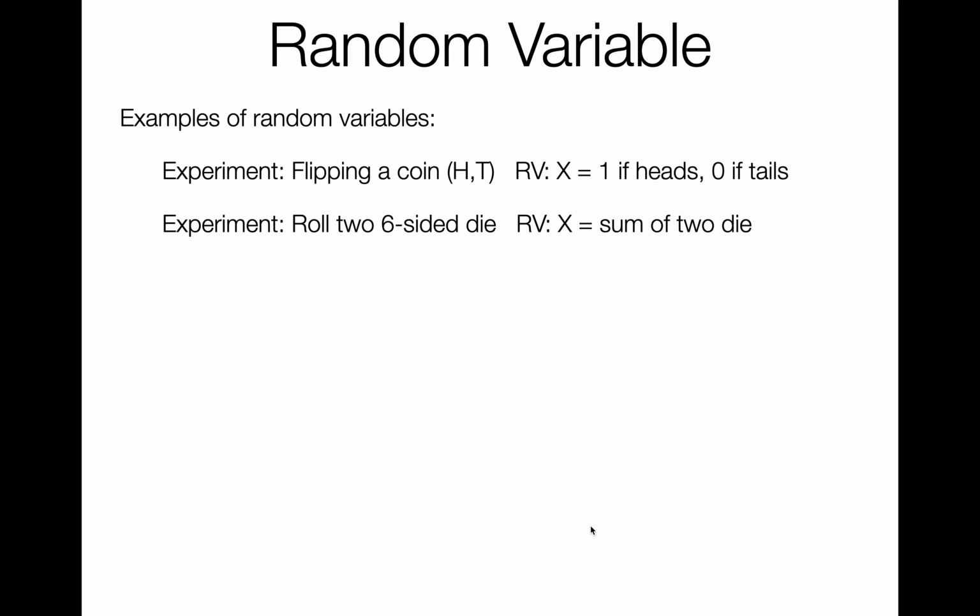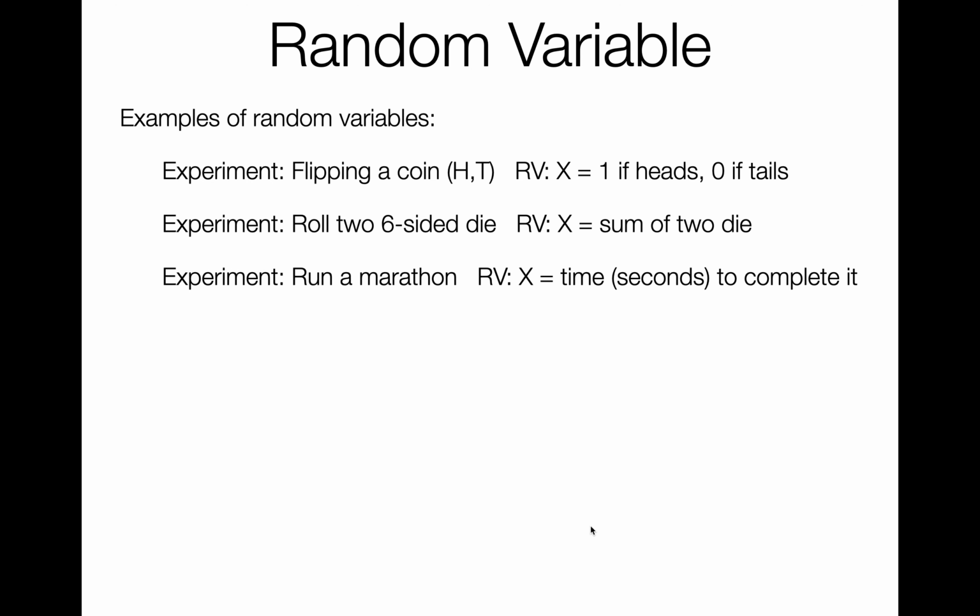Okay, so possible outcomes could be 1 and 6. The random variable function is going to take in that 1 and 6, and then the output of that function is going to be 7. And another different example that takes in and spits out possibly more values is if my experiment is running a marathon. A random variable could be the time in seconds it takes to complete that marathon. This is an example of a random variable that has lots of possible outputs.